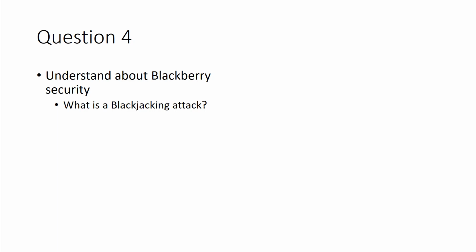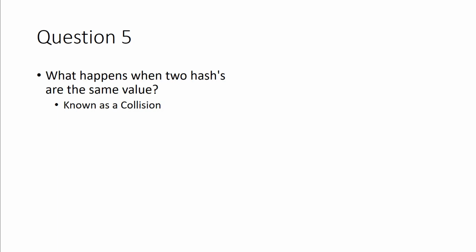Alright, last question. What happens when two hash values are the same and they're not the same data? That's known as a collision. They are rare, but they do happen. Again, if you have file 1 and file 2 and they're different files, the hashes shouldn't be the same. However, if they are, that's known as a collision.